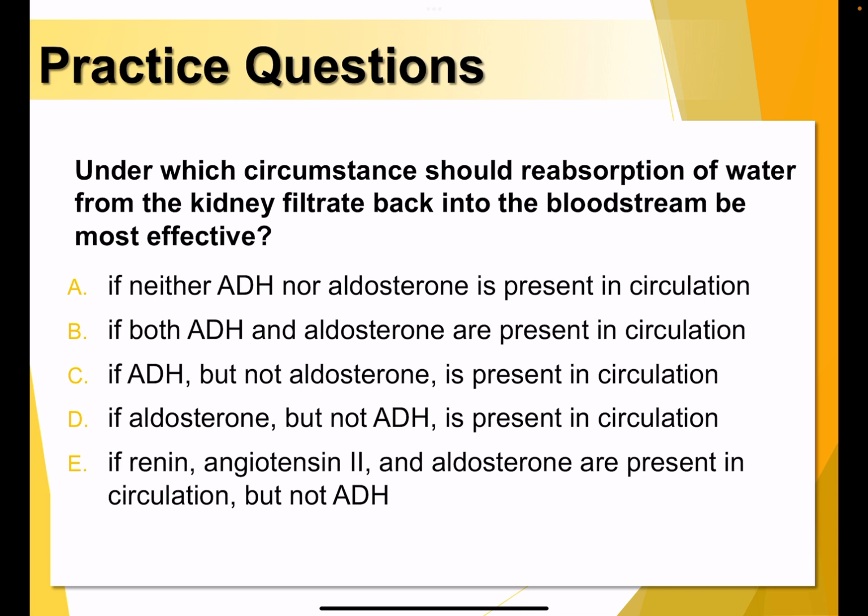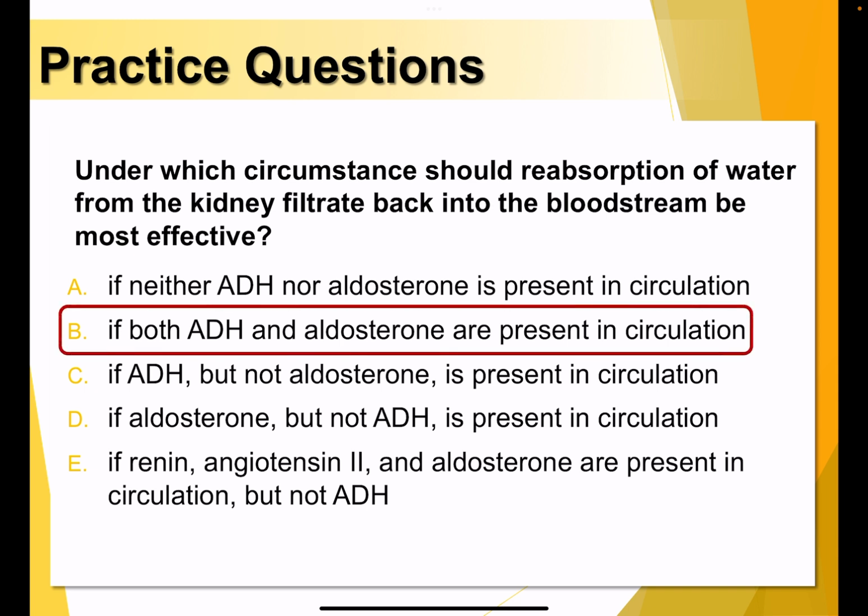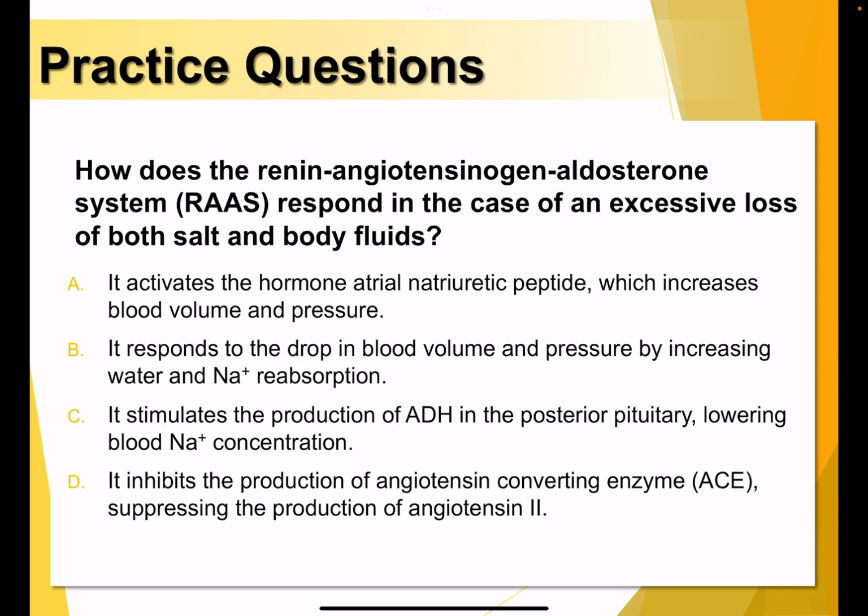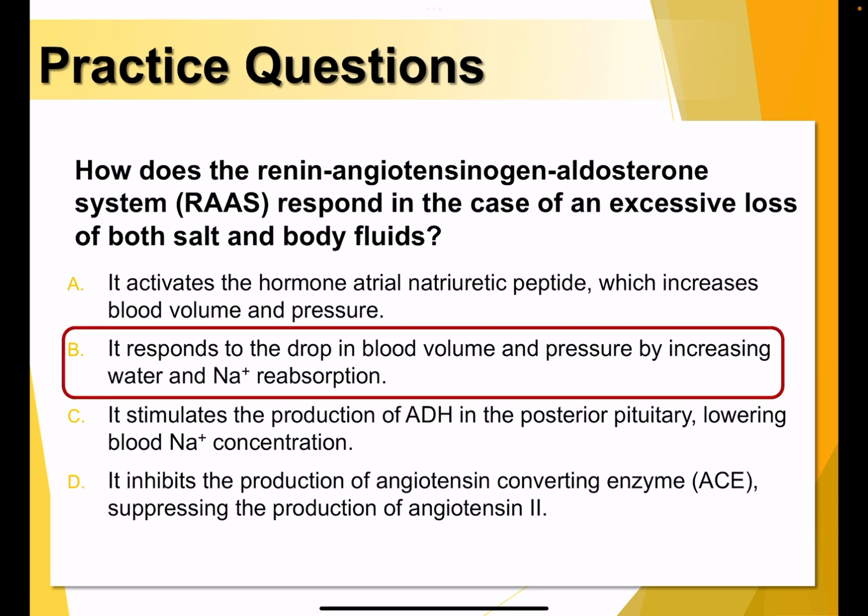Under which circumstance would reabsorption of water from the kidney filtrate back into the bloodstream be most effective? If ADH and aldosterone were present in the circulation. ADH and aldosterone also work hand in hand, just like water and salt work hand in hand. How does the RAS pathway respond in the case of excessive loss of both salt and body fluids? It responds to the drop in blood volume and pressure by increasing water and sodium ion reabsorption. That's the whole point of RAS, is to cause sodium reabsorption and hence water. And that's all I have for you.